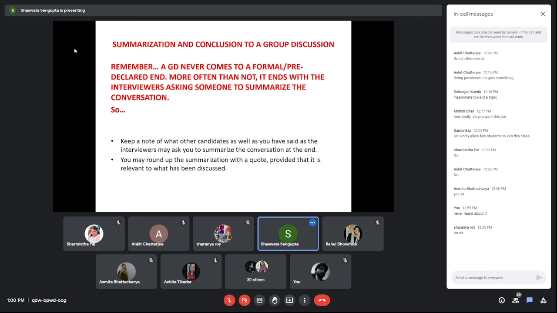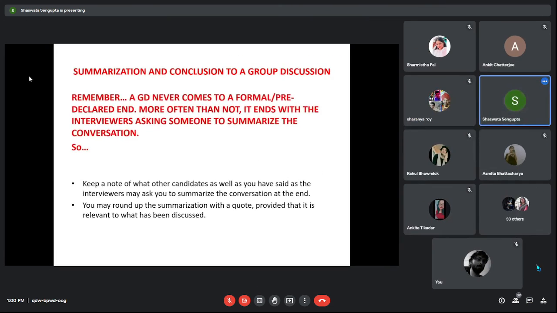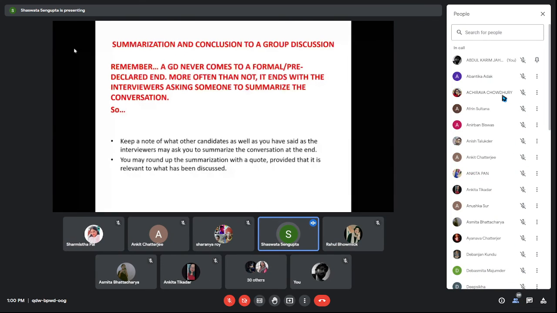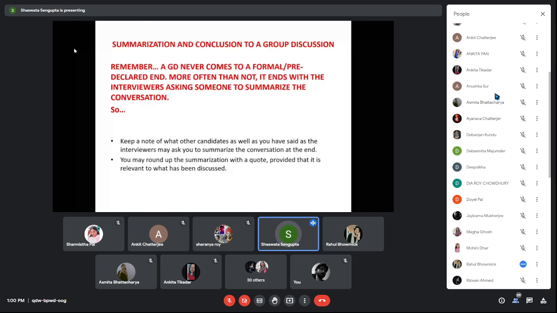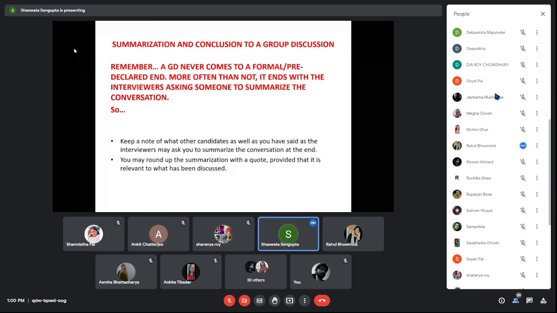For example, if the topic of the GD was the concept of karma, then if you know some quote from the Bhagavad Gita regarding karma, you could try to conclude your summarization part with that particular quote. That will create a positive impression about you in the minds of the interviewers, because they're going to take it that you are someone who thinks outside the box and who has some sort of knowledge outside the box. So you can try to round up the summarization portion with a quote if you know one.